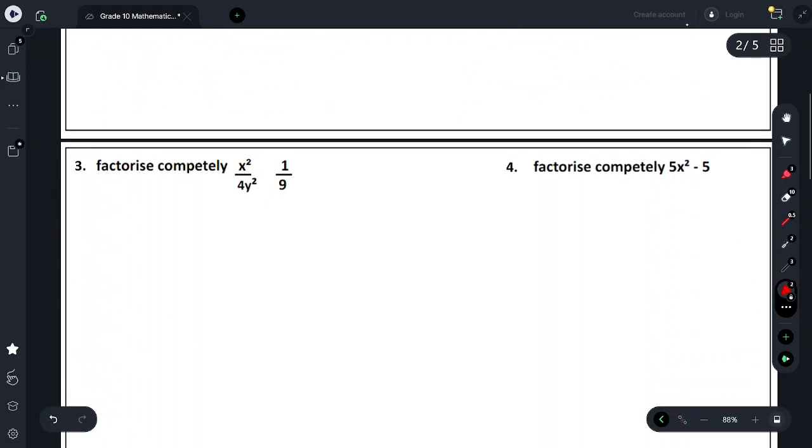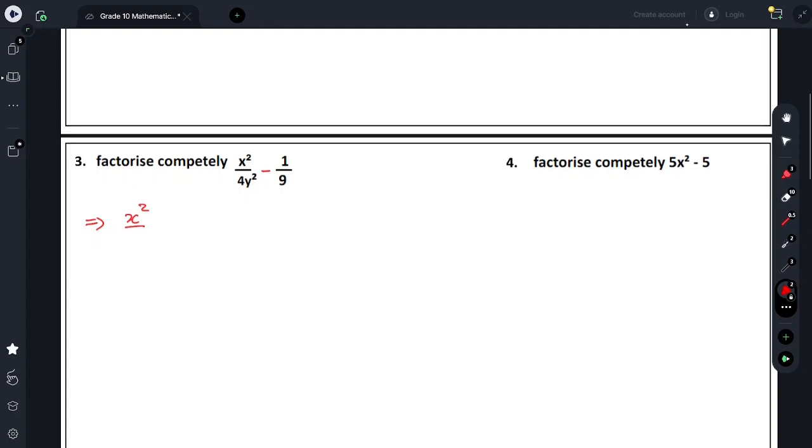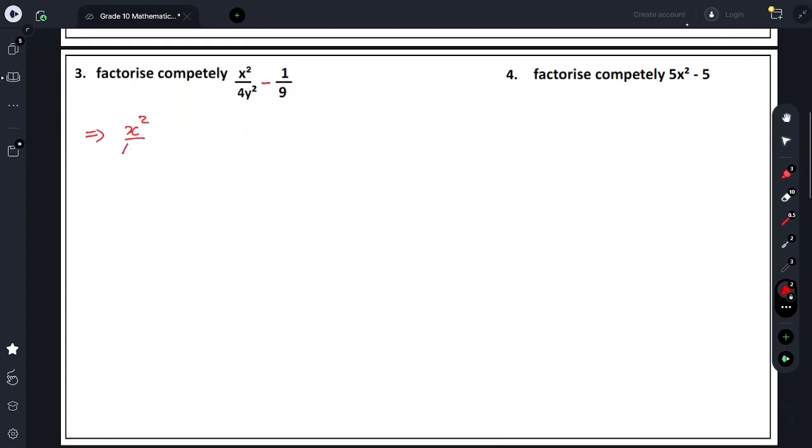So you come again to this. I'm sure there must have been a minus somewhere here, guys. Here again they're saying factorize completely. So let's say it is x to power 2 over 4y to power 2, then minus 1 over 9.